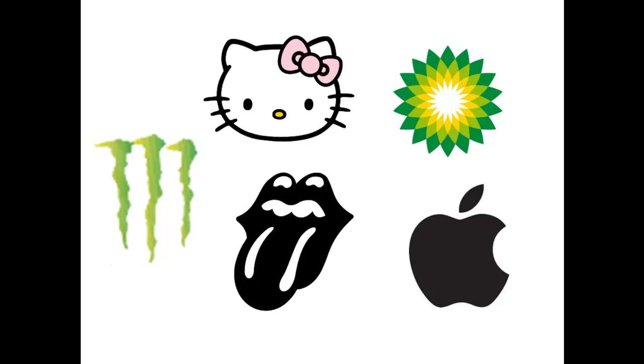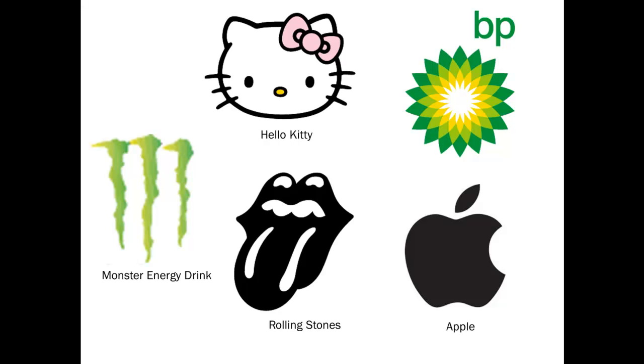Time's up. If you guessed Monster Energy Drink, Hello Kitty, Rolling Stones, BP, and Apple, you're correct. These visual logos, through repetition, have become a memory aid for a larger product. Visual mnemonics are also important in design because they allow you to do more than create a catchy logo. These visual mnemonic devices provide salient user experience.